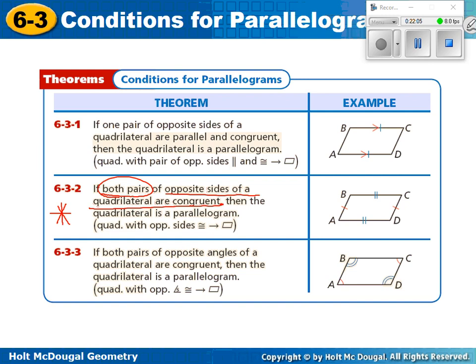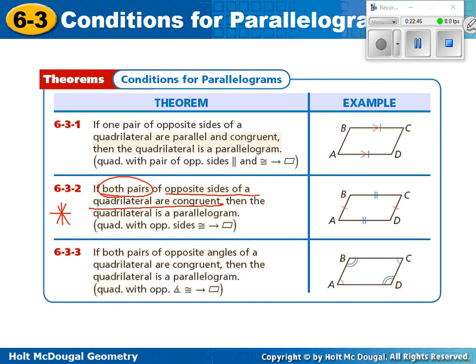The second way you can prove it's a parallelogram is if both pairs of opposite sides are congruent. So again, so far it's just the same thing that we have over here. The only reason I'm making you write it again is because a few of them are just a little bit shorter. So if both pairs of opposite sides are congruent, that's enough to say it's a parallelogram. You only need one of these to be true to prove it's a parallelogram.